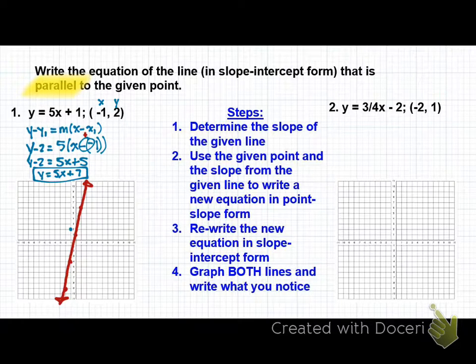Am I done yet? No. Let me prove to you that when I graph this new line, it'll be parallel. Our y-intercept over here is 7, so I'm going to put 7 down as my y-intercept. I'm going to put a second point up here by counting up 5 over 1, and I'm going to go down the opposite way. Now look what happens when I go the opposite way. I go down 1, 2, 3, 4, 5 over 1.